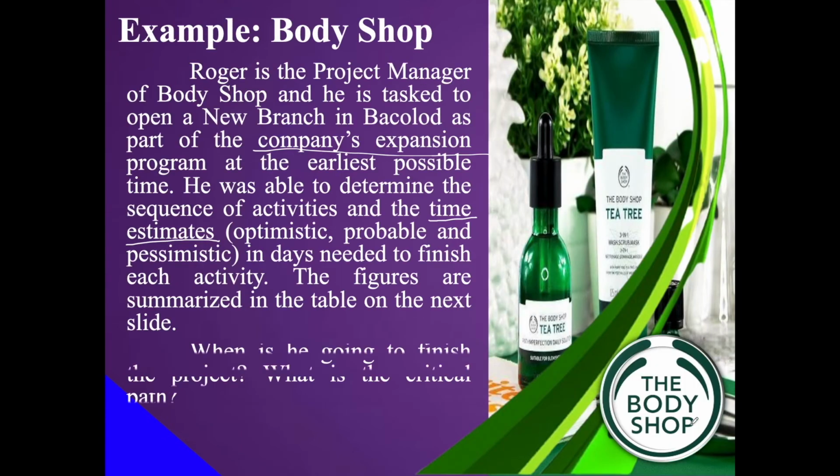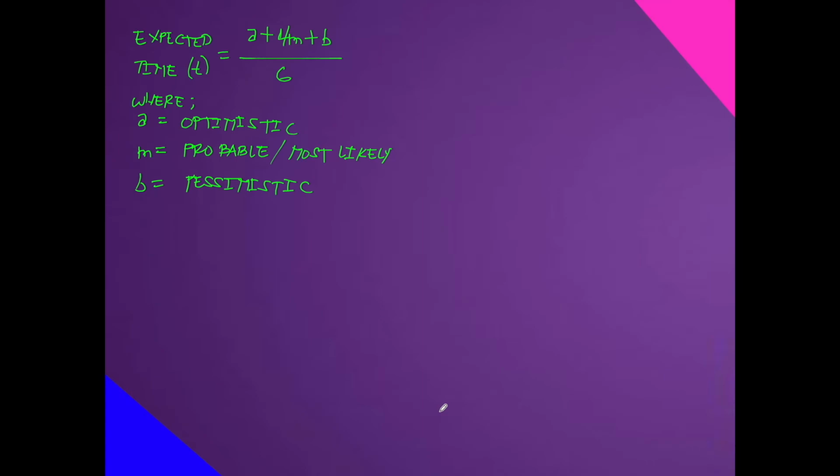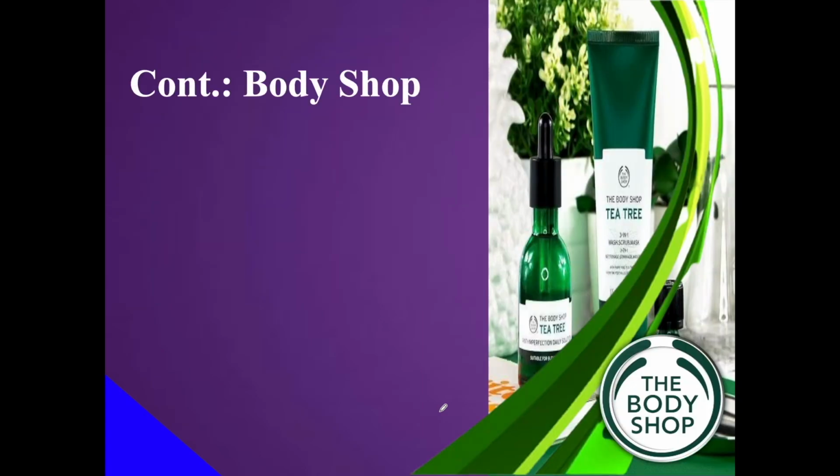Tingnan natin yung tanong ng problem, no? When is he going to finish the project? So, ang sagot dito is 134 days. Critical path is yung kanina, A, B, C, F, G, I. Nasagot na natin yung tanong ng ating problem. Kaso, hindi pa tapos. May continuation pa.